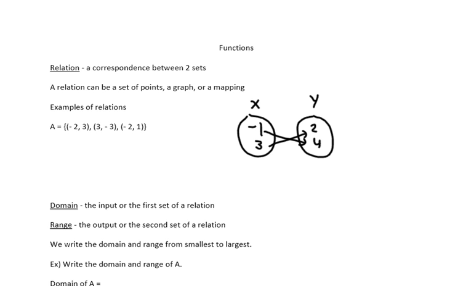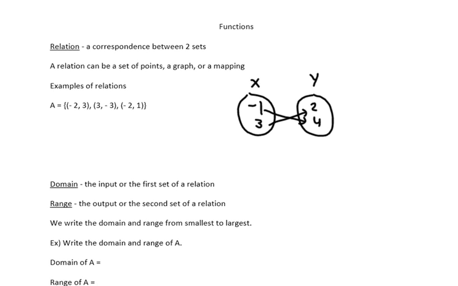We can write the domain and range from smallest to largest. So let's write the domain and range of A. So the domain is the first set. Well, we notice in the first set we see -2, 3, and -2. So I'm going to write this from smallest to largest with -2, 3 with braces. Now, notice -2 occurs twice, but I'm only writing it once. The range of A, well, that's 3 and -3 and 1, but I'm going to write that from smallest to largest.